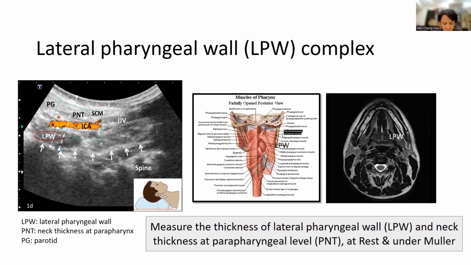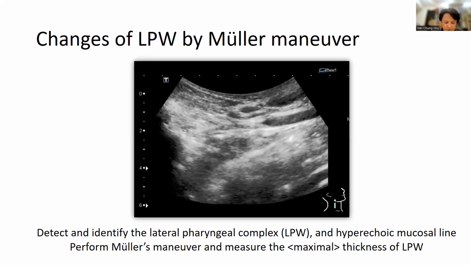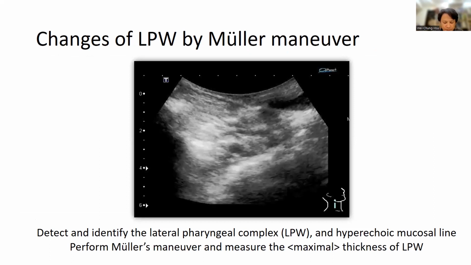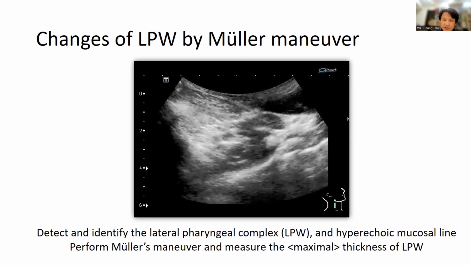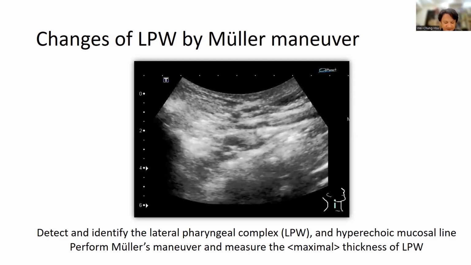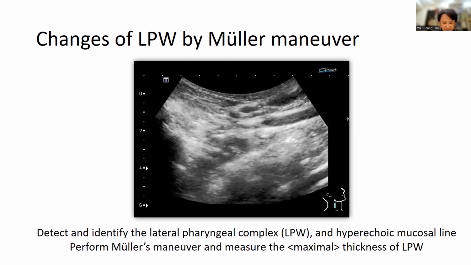The lateral pharyngeal wall complex thickness was measured in both resting status and under Muller's maneuver, which could mimic the dynamic changes during sleep status of children. The video demonstrated the dynamic changes of the lateral pharyngeal wall complex under Muller's maneuver. We found that both the lateral pharyngeal wall and the total parapharyngeal neck thickness will be thicker under Muller's maneuver by ultrasonic measurement.